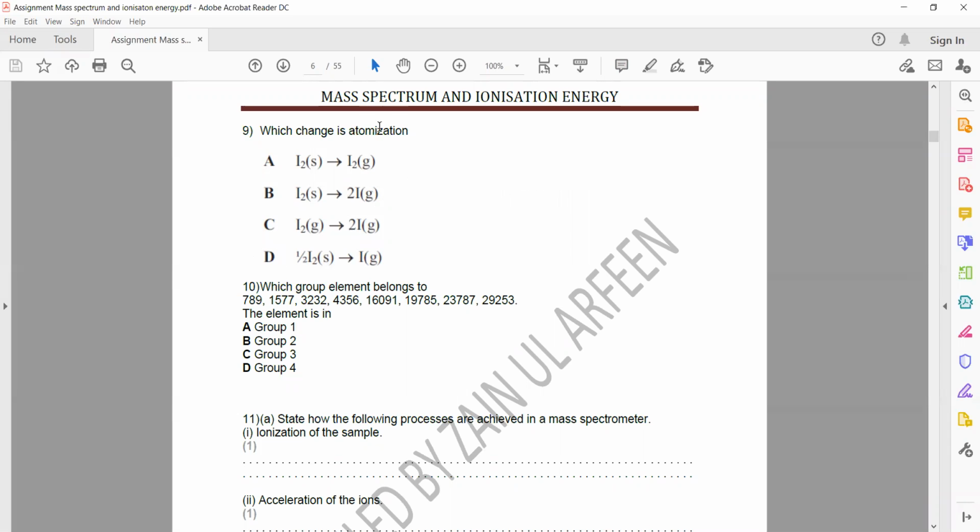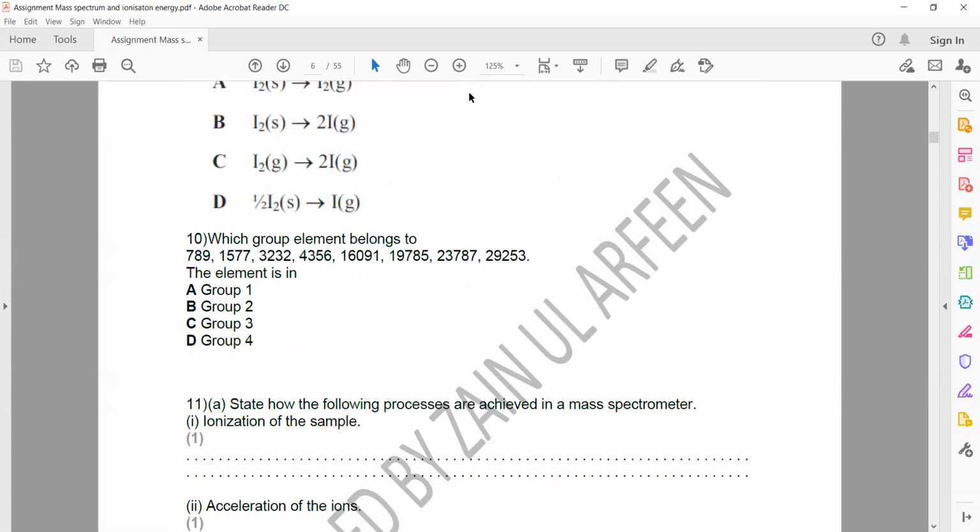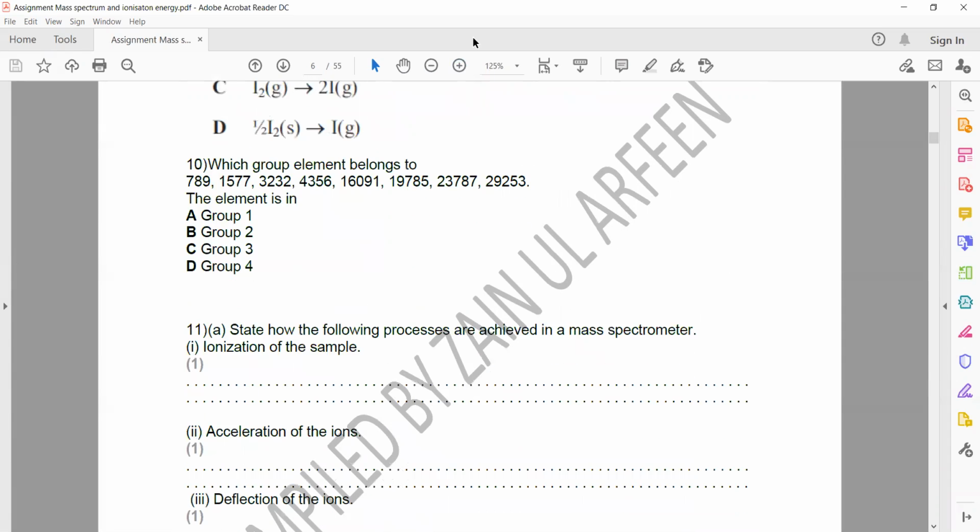The next question: which group does this element belong to? So you have to check the ionization energy. First it is 789, then it is double, about 1577. Then it's also double, 1500. Then it is 4300 and suddenly 16,000. So suddenly 16,000, this is a big jump.